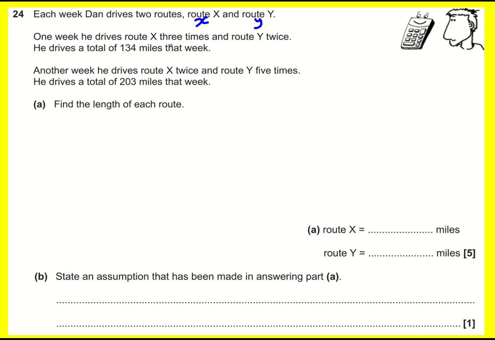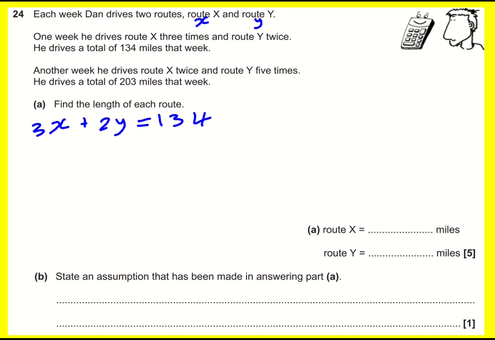One week, he drives route X 3 times. So that's going to be 3 lots of x, and route Y twice. So that's going to be 2y. He drives a total, that means I need to add them, of 134 miles. So I can create an equation from this information.